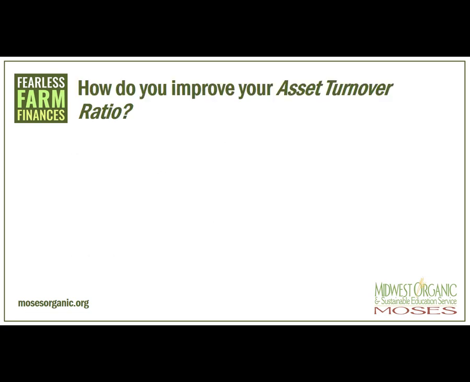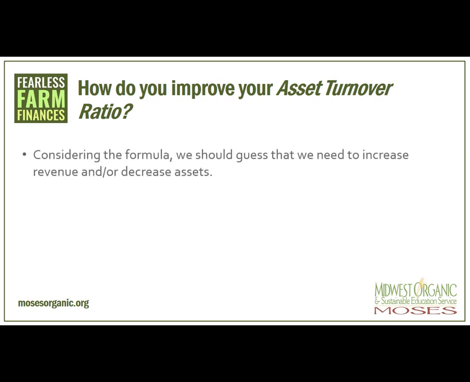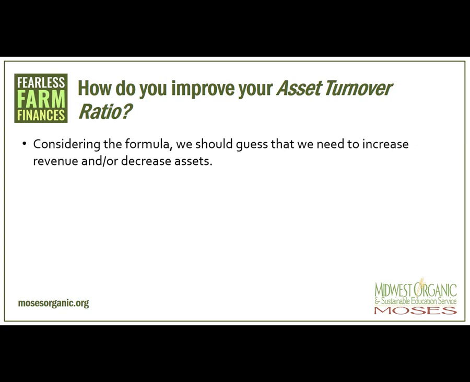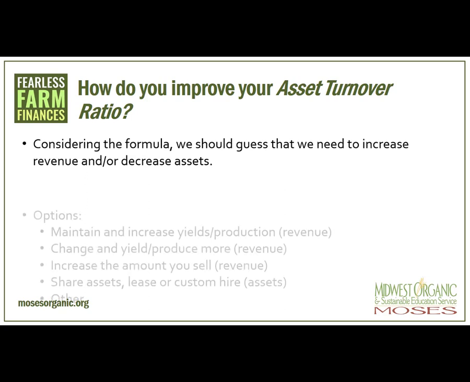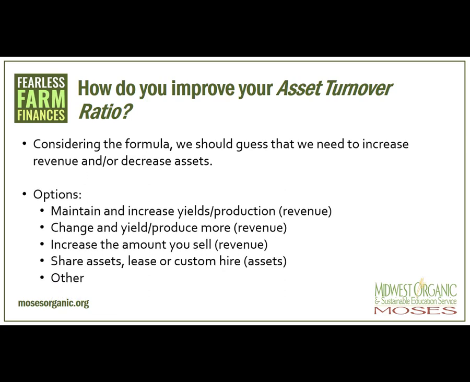So now, how do you improve your asset turnover ratio? So we have a poor ratio. What do we do now? Well, considering the formula, we should guess that we need to increase revenue or decrease assets. Sounds simple. So what are our options?